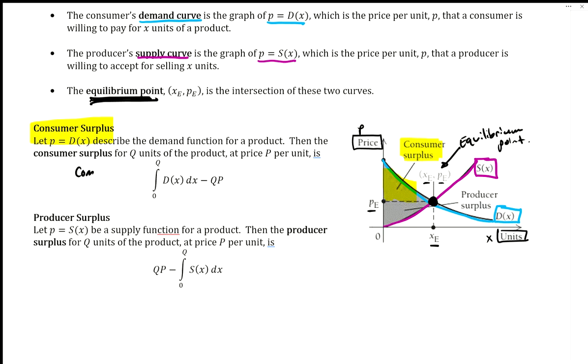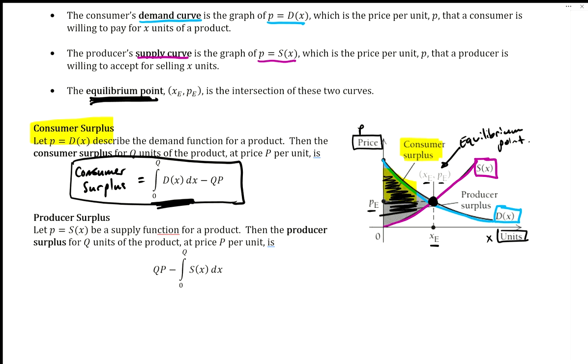Let's put consumer surplus equals. It's given by this equation, where we have an integral. If we break it down using our rules for calculus, this integral portion, D of X dX, would be the area under the curve. I'm going to erase what I'm drawing in a second. That would represent this area. So that first part is representing this area.